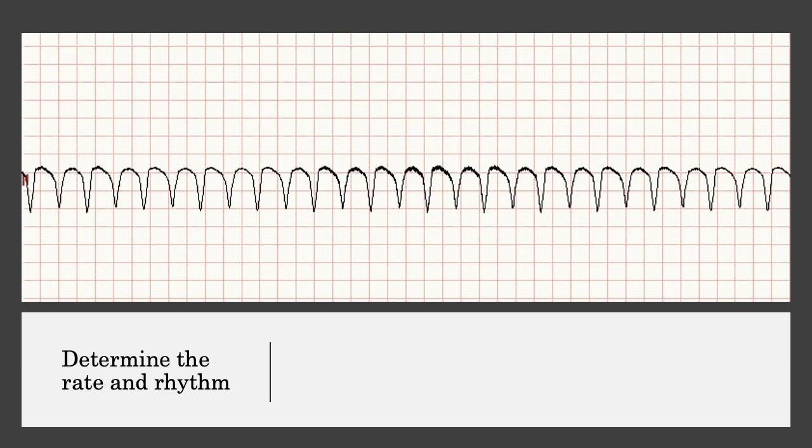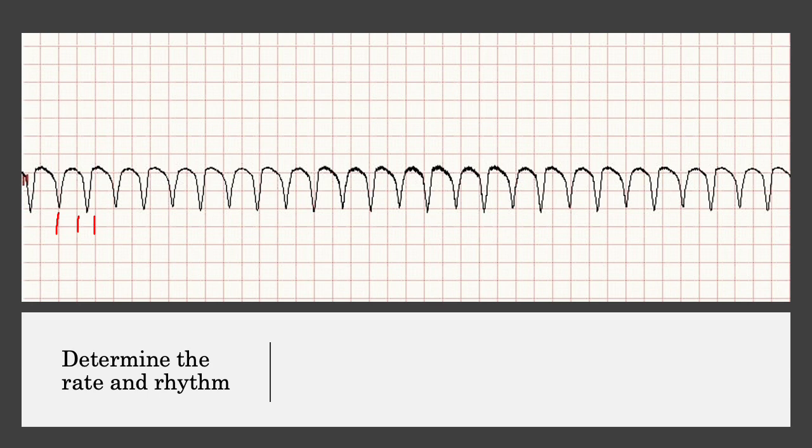All right, let's take a look at this one. So we're going to determine the rate. The first thing that I notice is that my rhythm is regular, so I can use the rule of 300. I'm going to try and find a QRS complex that lands right on the large big box border. So here's one right here, 300. The next one is somewhere between 300 and 150. So my ventricular rate is around 200 beats per minute.